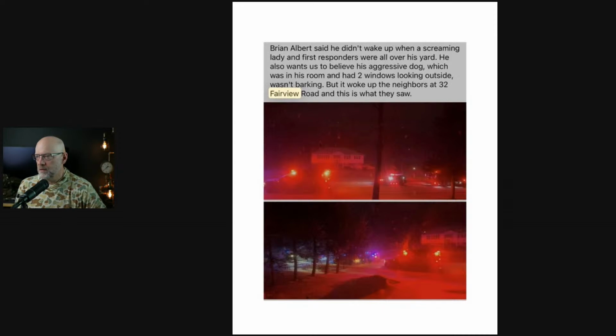So as it says up here, Brian Albert says he didn't wake up when a screaming lady and first responders were all over his yard. He also wants to believe his aggressive dog, which was in his room and had two windows looking outside, wasn't barking, but it woke up the neighbors at 32 Fairview Road, and this is what they saw.